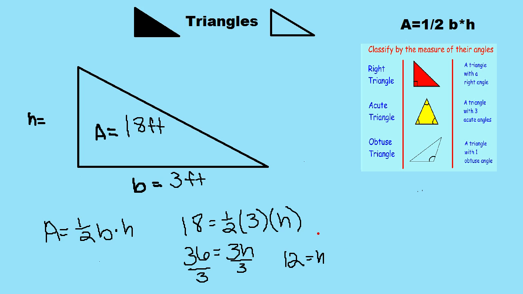So in summary, given the base and height of a triangle, we can find the area. When given the area and either the base or the height of a triangle, we can find the other dimensions.